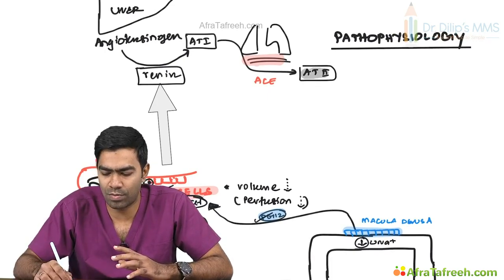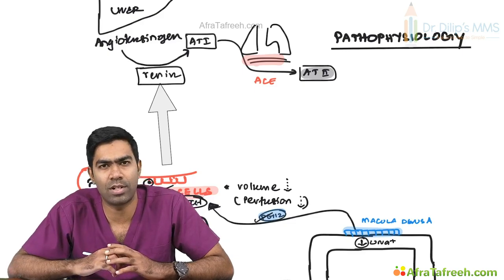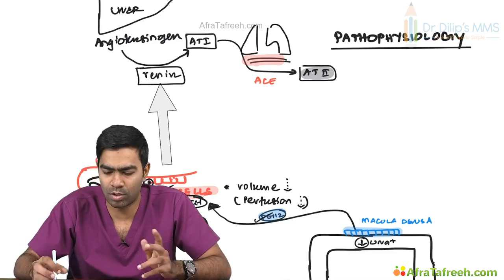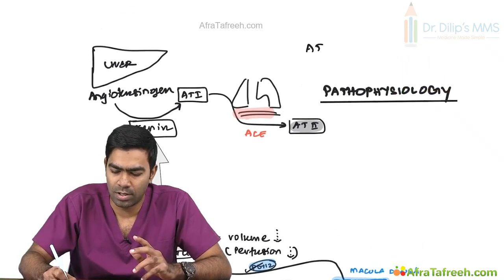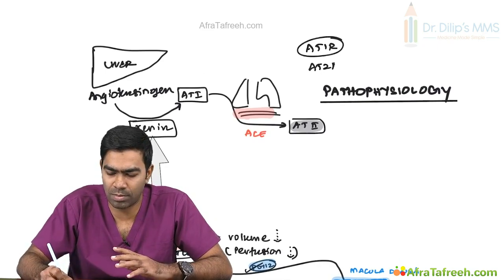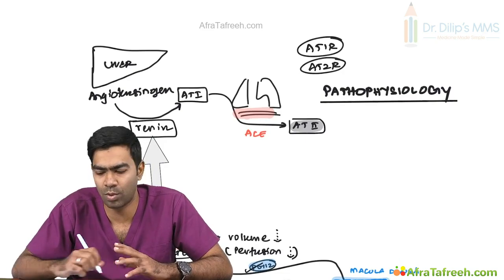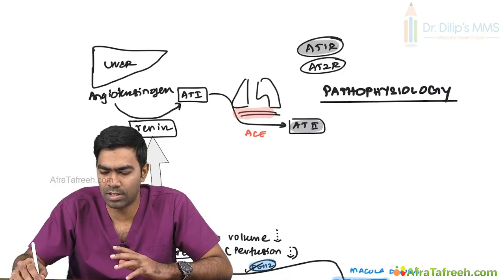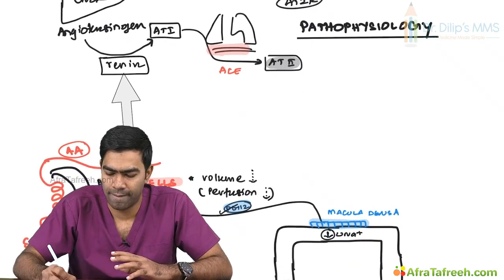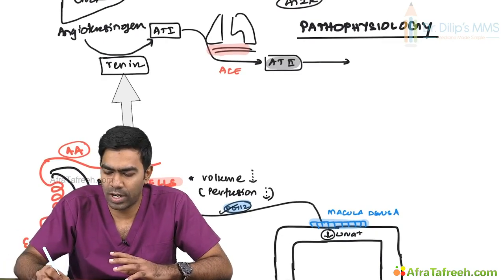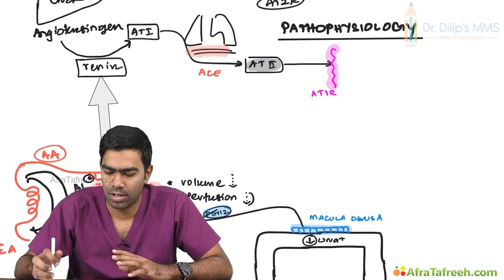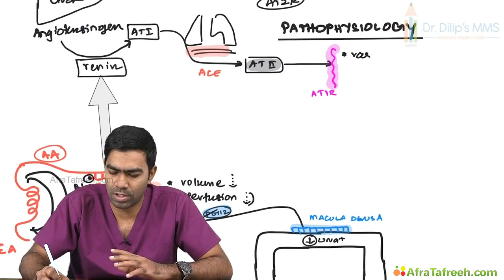And angiotensin 2 is a very, very important molecule, and angiotensin 2 is going to exert its action through two types of receptors. One is called the angiotensin type 1 receptor, AT1 receptor, and we have another type of receptor called the angiotensin 2 receptor, the AT2 receptor. Out of these two receptors, the AT1 receptor is going to be the most important. Through AT1 receptors, it can exert a variety of functions, for example, vasoconstriction.